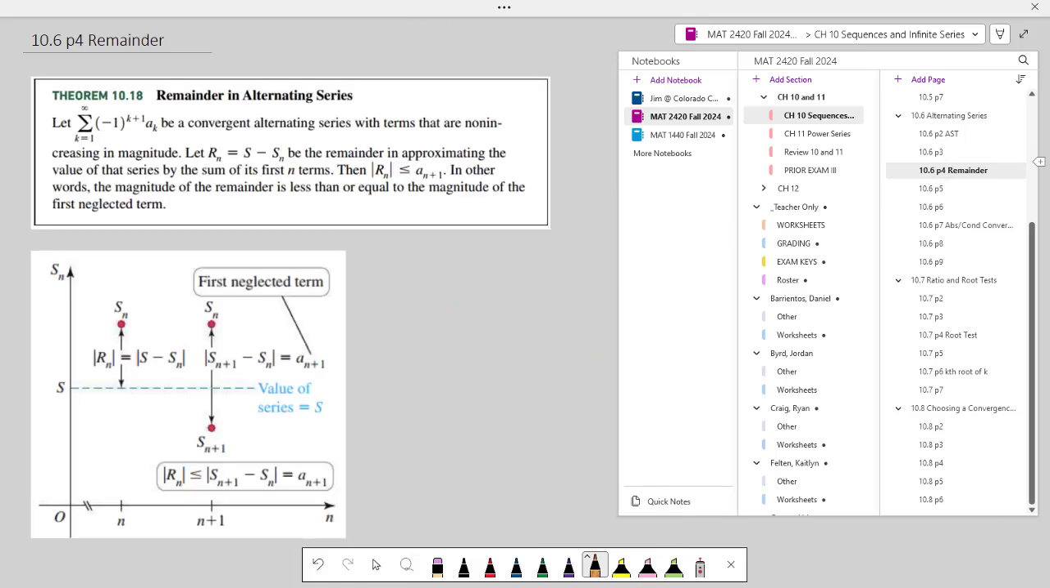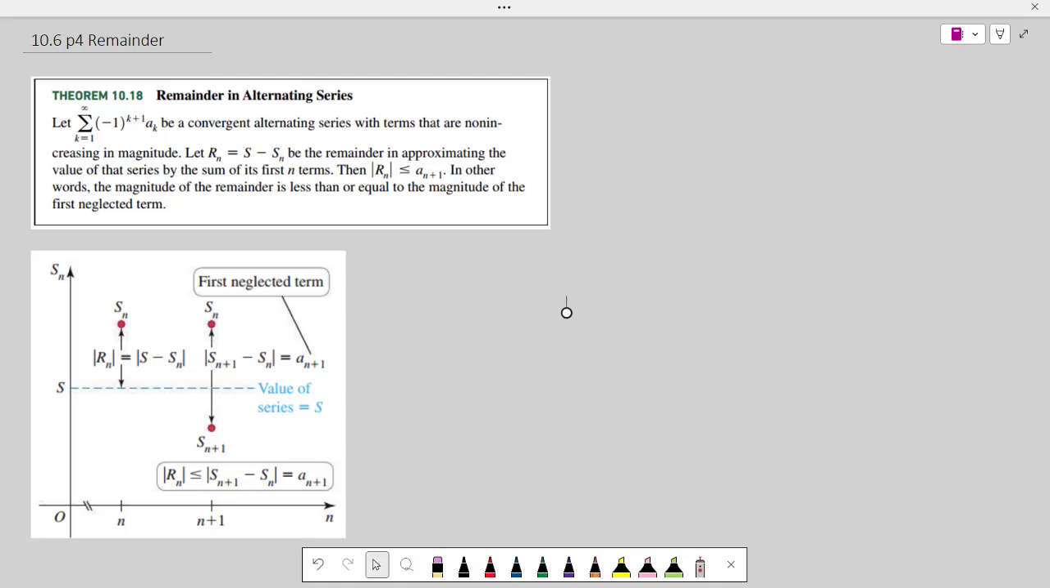the remainder for an alternating series. And in math, when you're dealing with series, remainders are super important.